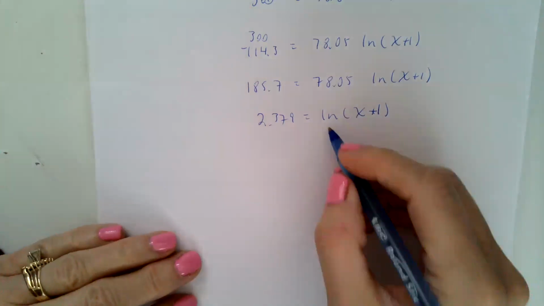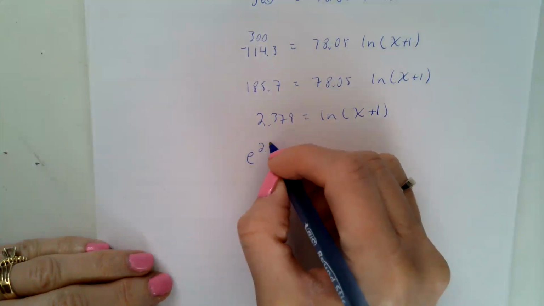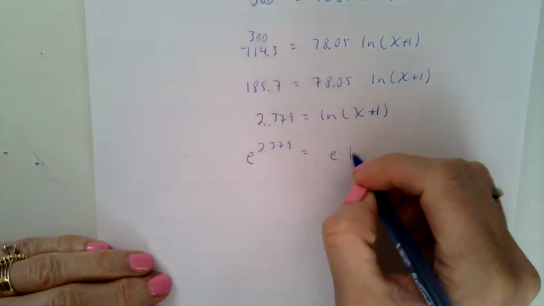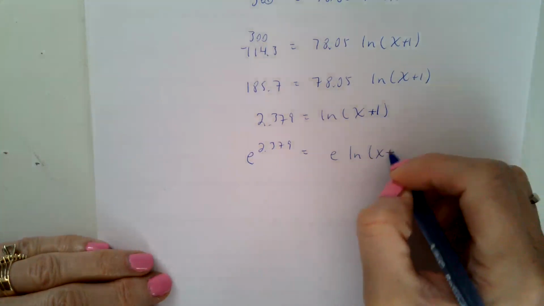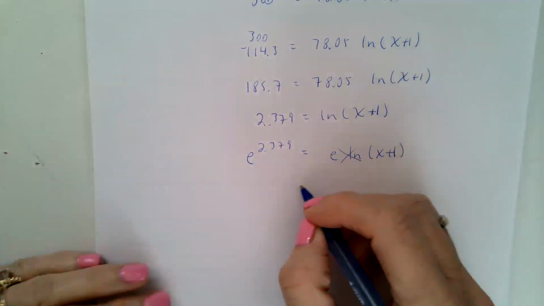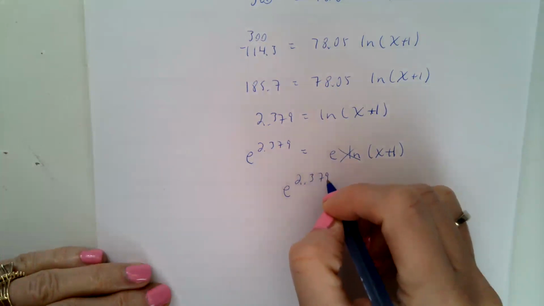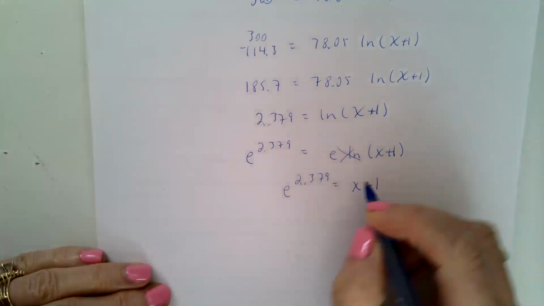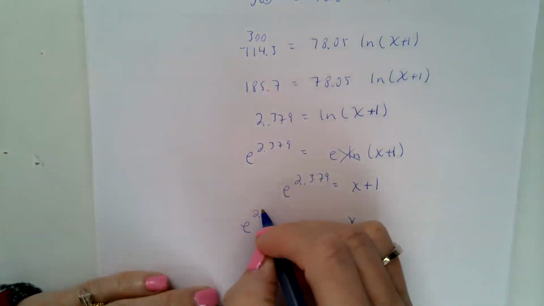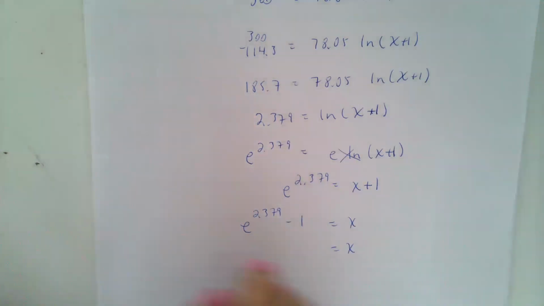Here we are. So we're going to take the e of both sides. So e to the 2.379 equals e to the natural log of x plus 1. So those go away. And so we have e to the 2.379 equals x plus 1. And then if we subtract 1, we'll get e to the 2.379 minus 1 equals x.